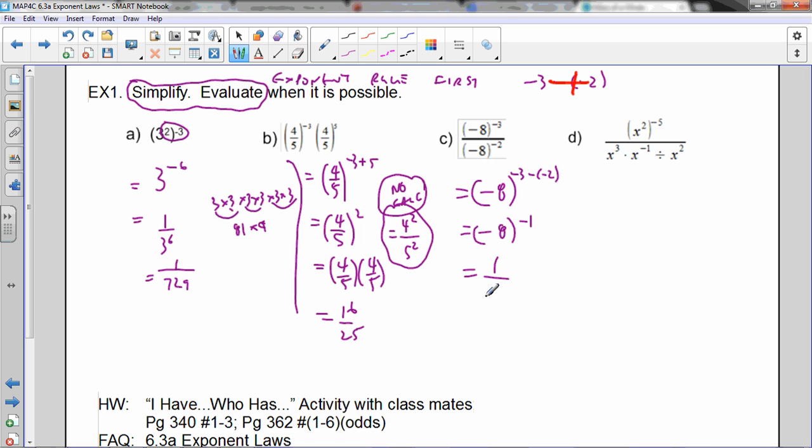Negative exponent means 1 over negative 8. We usually don't write fractions with negatives in the bottom, either on the top or out front like that. That's the best way. I probably wouldn't mark that one wrong.